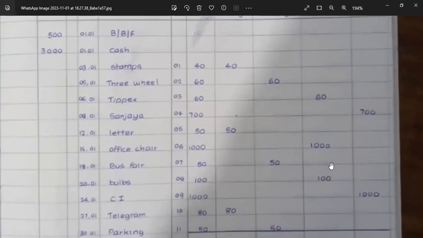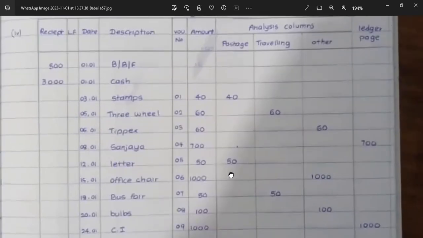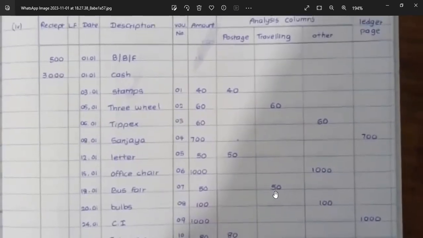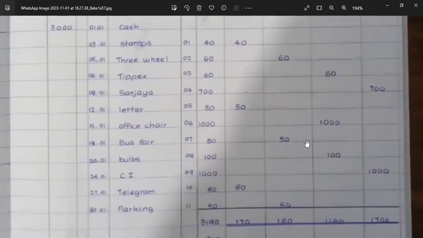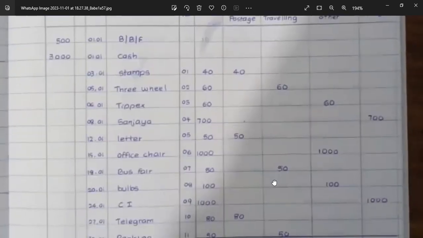No worries, right? Bus fare, paid bus fare to Damit, you can write 50 in here. So write it in traveling. Bulbs 50, you can write it in other. Carriage inwards, how much rupees? 1,000, you can write carriage inwards in ledger account. Telegram charges, how much? It's rupees 80, you can write this in postage, right? Vehicle parking charges 50, you can write it in traveling likewise.